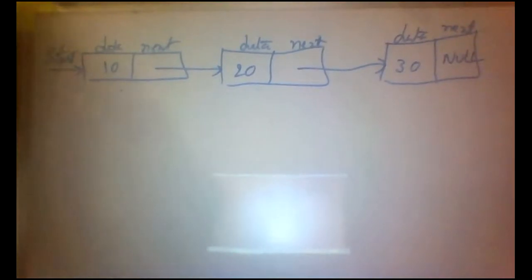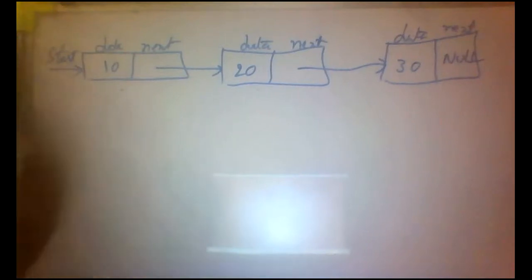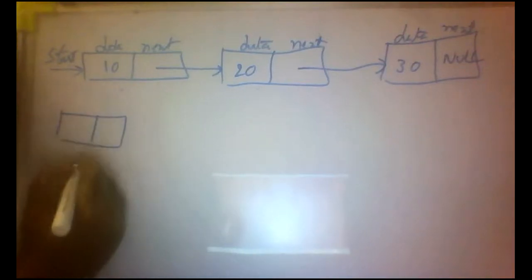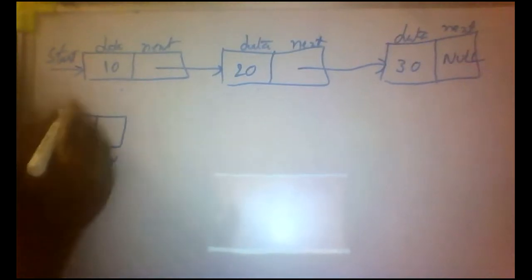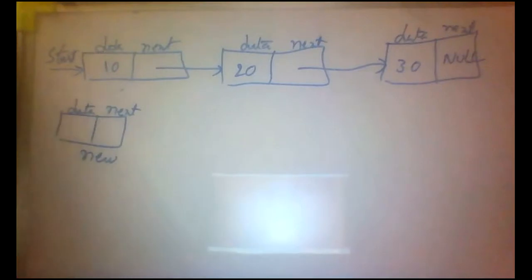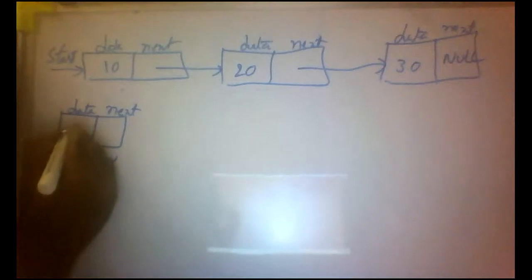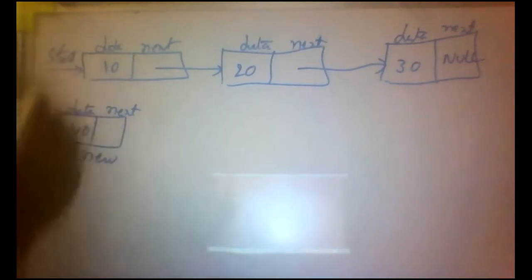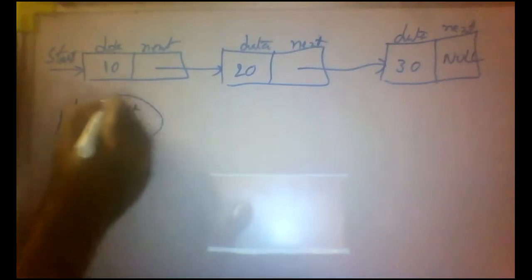Then I want to insert an element at the beginning of the linked list. So first of all, I want to create a new node. This is the new node. This is the data part, and this is the next part. This is the new node. So where can I insert at the beginning of the list? New node to data equal to, for example, 40. Then new node to next equal to start node.